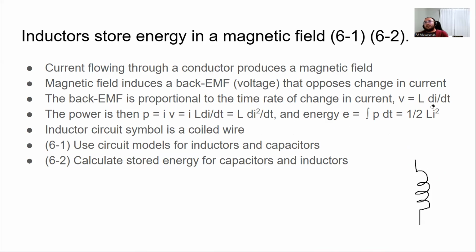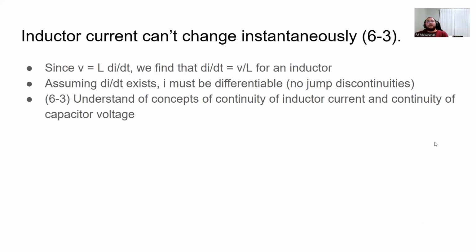So V equals L di/dt. Again, we can find the power associated with an inductor: it's L i di/dt, right? Because if we have I times V and we know what V is, we can pretty easily figure that out, and then figure out the energy just by taking the integral. That's given by 1/2 L i squared. The inductor circuit symbol is just a coiled wire that I've drawn out here. Pretty straightforward. We've seen those before.